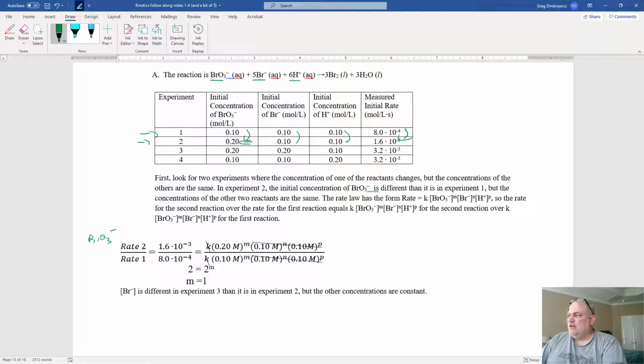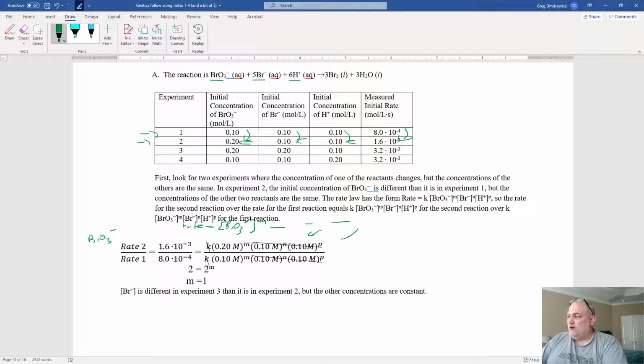The 0.1 is right here, and the 0.1 is right here for the H plus. Now they actually plugged the values in. If I was doing this on an AP exam, I would have written it out like this: rate is equal to, and I would have actually written out the BrO3 minus to the m, etc., etc.